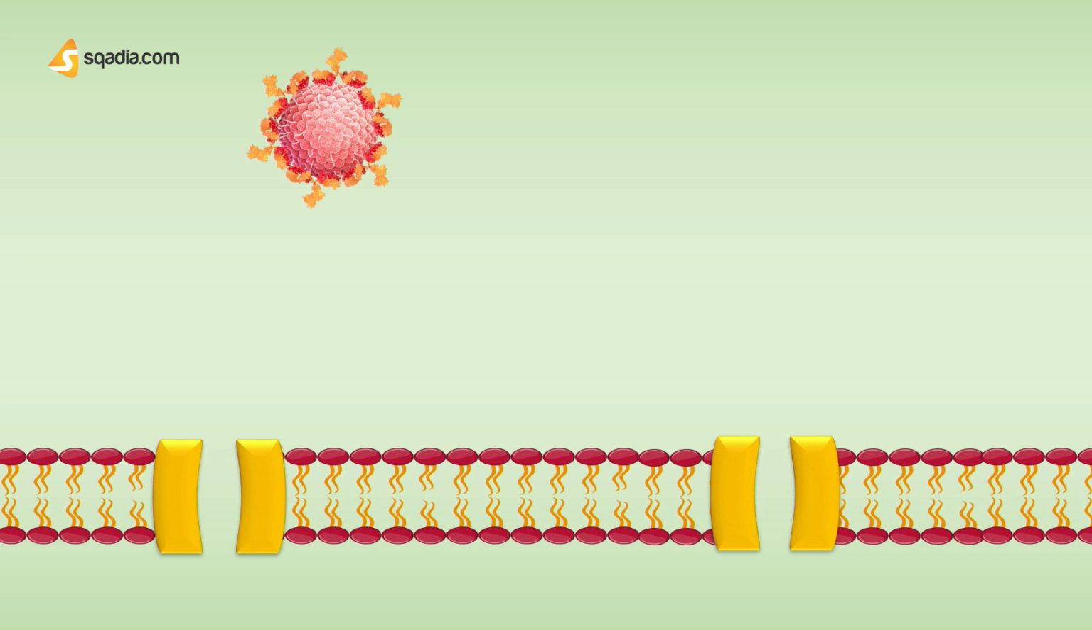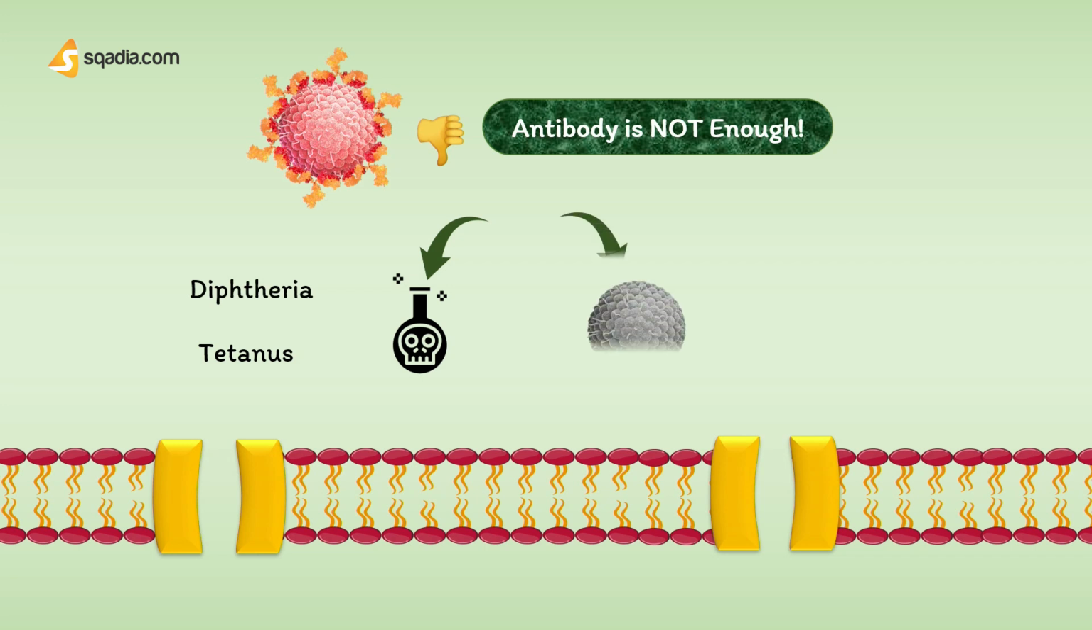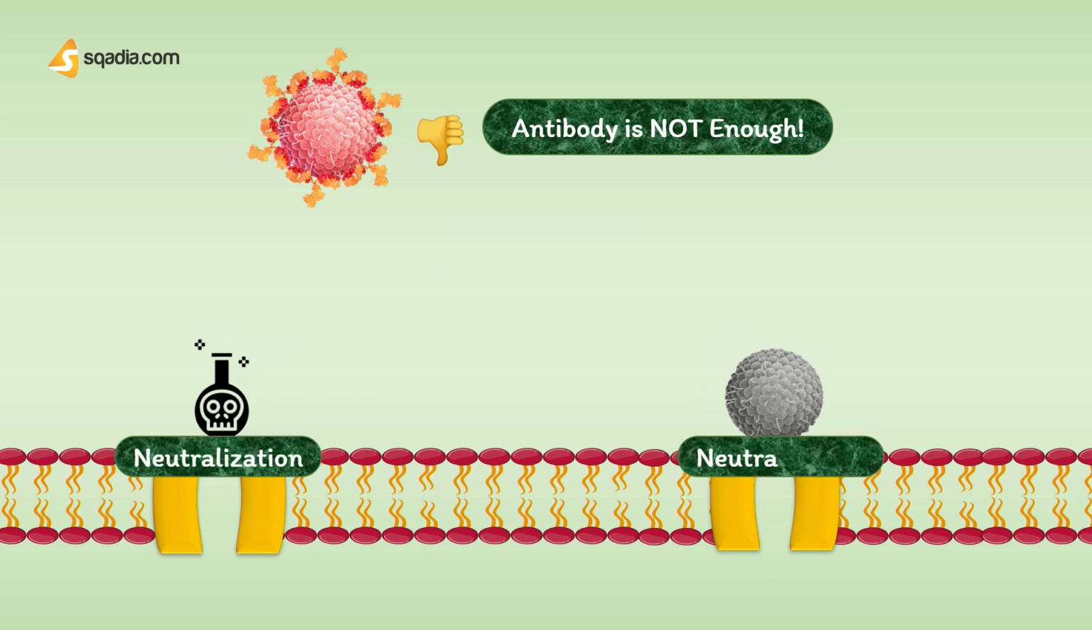It completely depends on the circumstances. Sometimes antibody alone is not enough to neutralize the antigen. This is the case for toxins such as tetanus or diphtheria, or certain viruses. They need to attack the cell surface receptors to gain entry, and the process is termed neutralization.